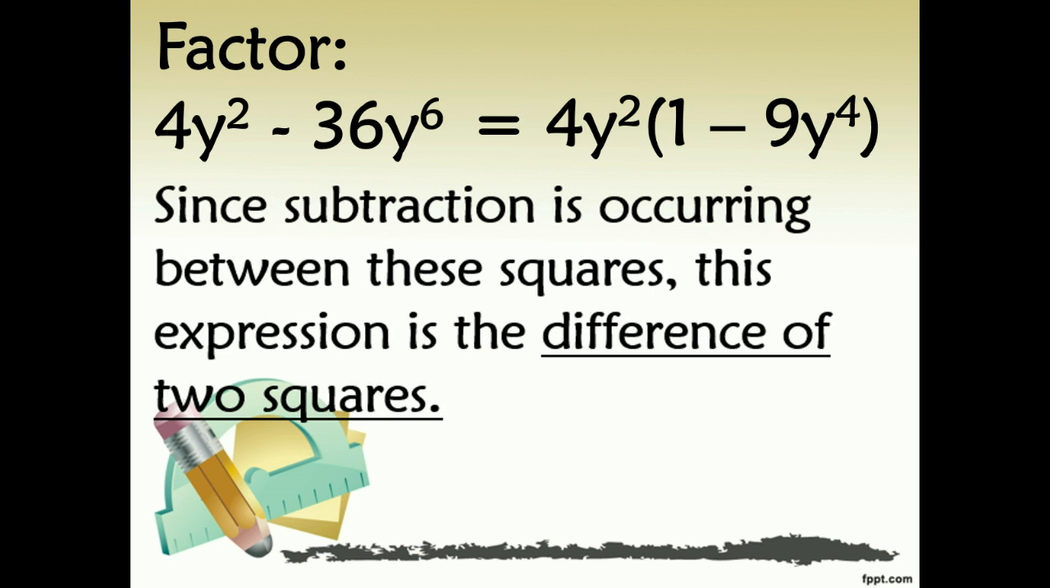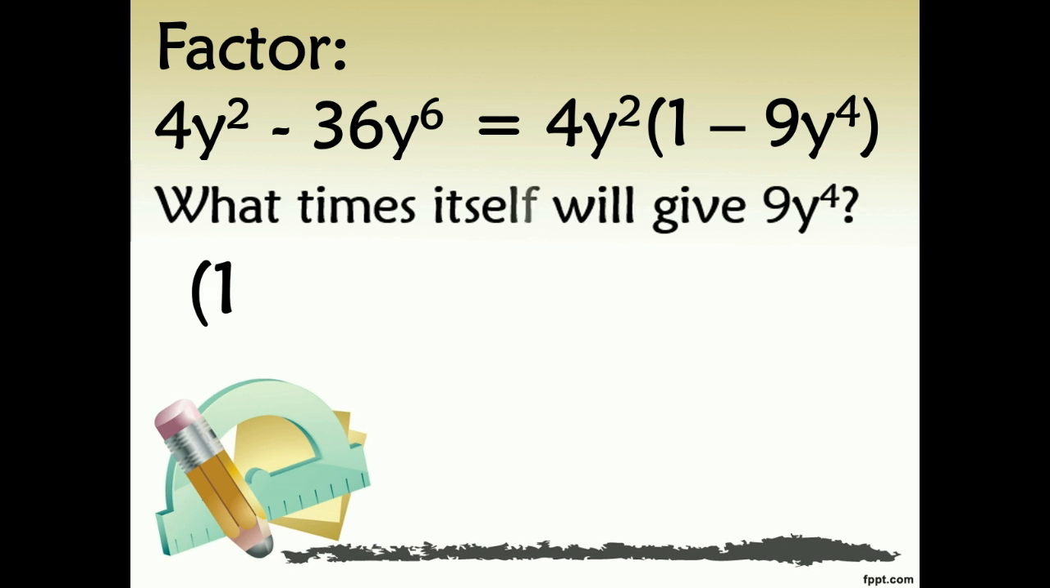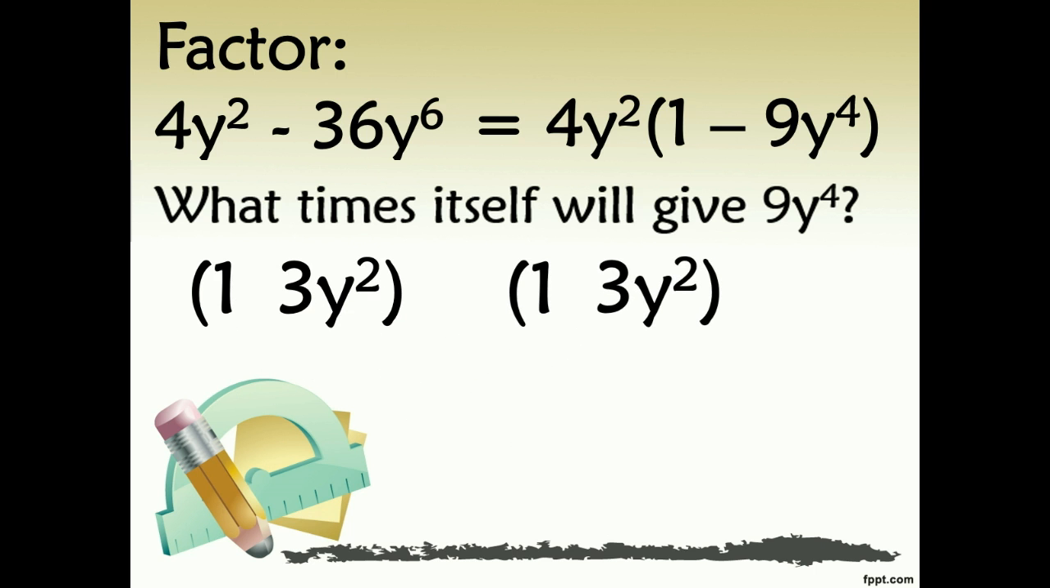So how are we going to get the factors of the difference of two squares? What times itself will give us 1? That is 1. What times itself will give us 9y to the 4th power? That is 3y squared. And then we will double our factors with different signs. One is negative and one is positive. That is only the factors of 1 minus 9y to the 4th power.